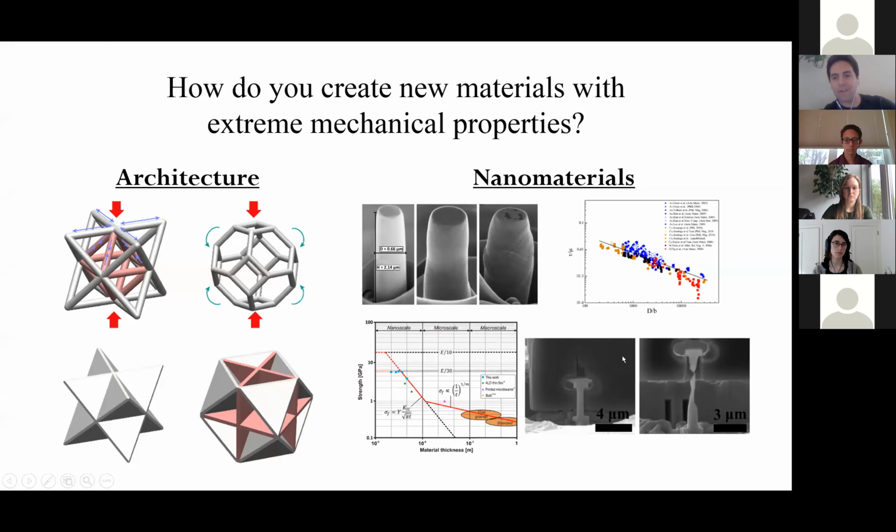That's the limiting strength. There are other interesting phenomena like brittle to ductile transitions, where materials that are brittle at the macro scale actually become ductile at the nanoscale. So there's some interesting phenomena that start to take place. And all of that we try to capitalize on by combining that with architecture and intelligently designing new materials.